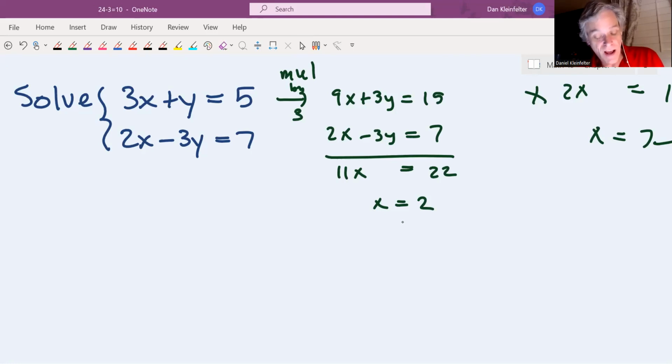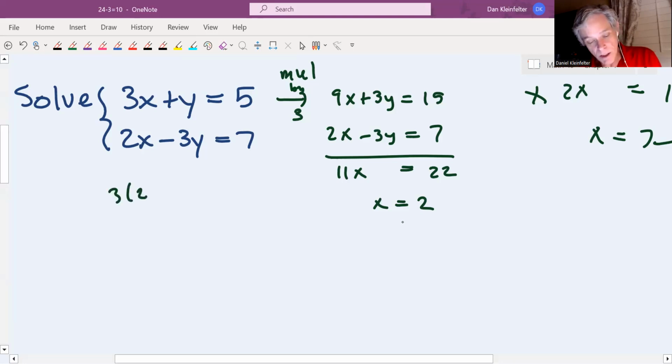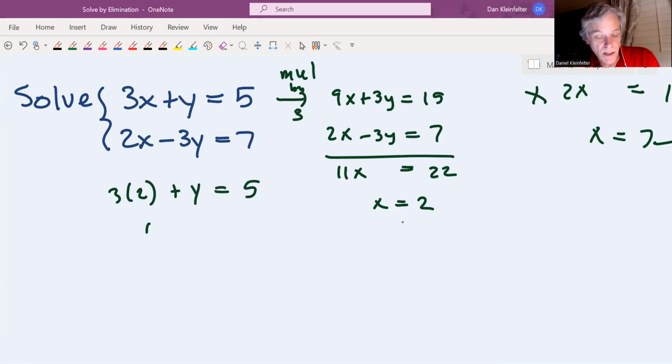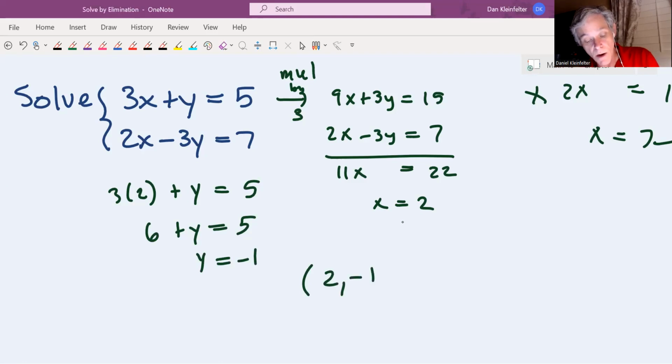Once we've done that and found, in this case, that x is 2, we'd have to substitute into one of the earlier equations to find the value for y. It doesn't matter which you choose, so I would choose whichever one seems easiest. I think the first one, 3x plus y equals 5, will be best. So we'll have 3 times 2 plus y equals 5. 3 times 2 is 6. 6 plus y equals 5. That's going to mean that y has to be negative 1. So our pair is going to be 2, negative 1.